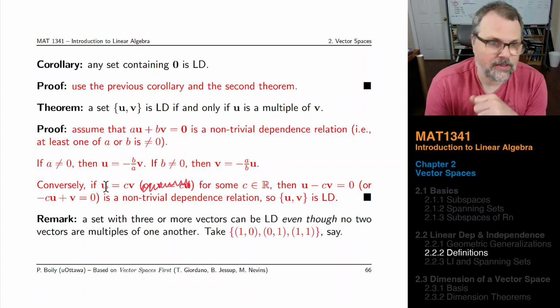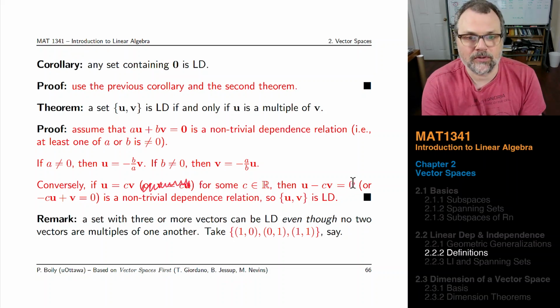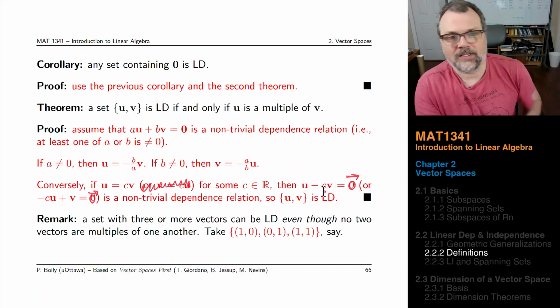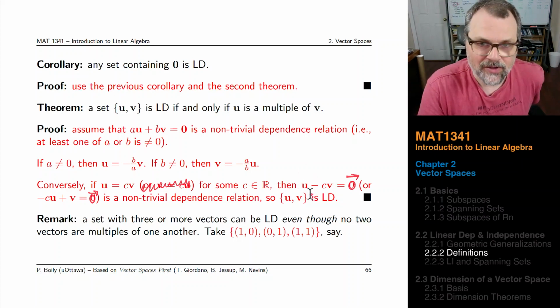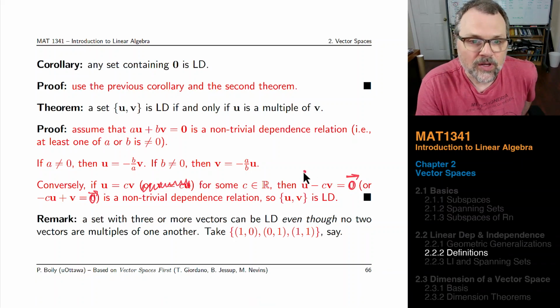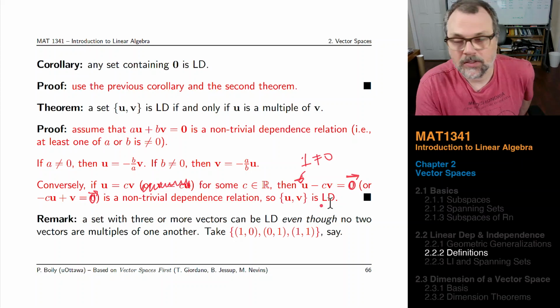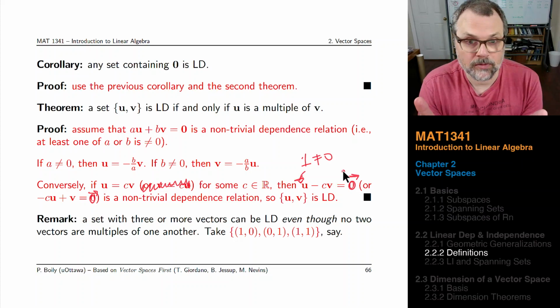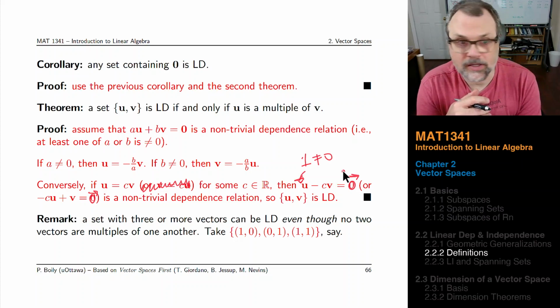If that's the case, then I can take CV and send it to the other side. So I have U minus CV is equal to 0, and that here should really be a 0 with an arrow on it, or like a bold 0. So what this is telling me is that what I have here is a dependence equation for U and V. And notice right here, the coefficient is 1. 1 is not 0. So this dependence equation is non-trivial. And so the set is linearly dependent.